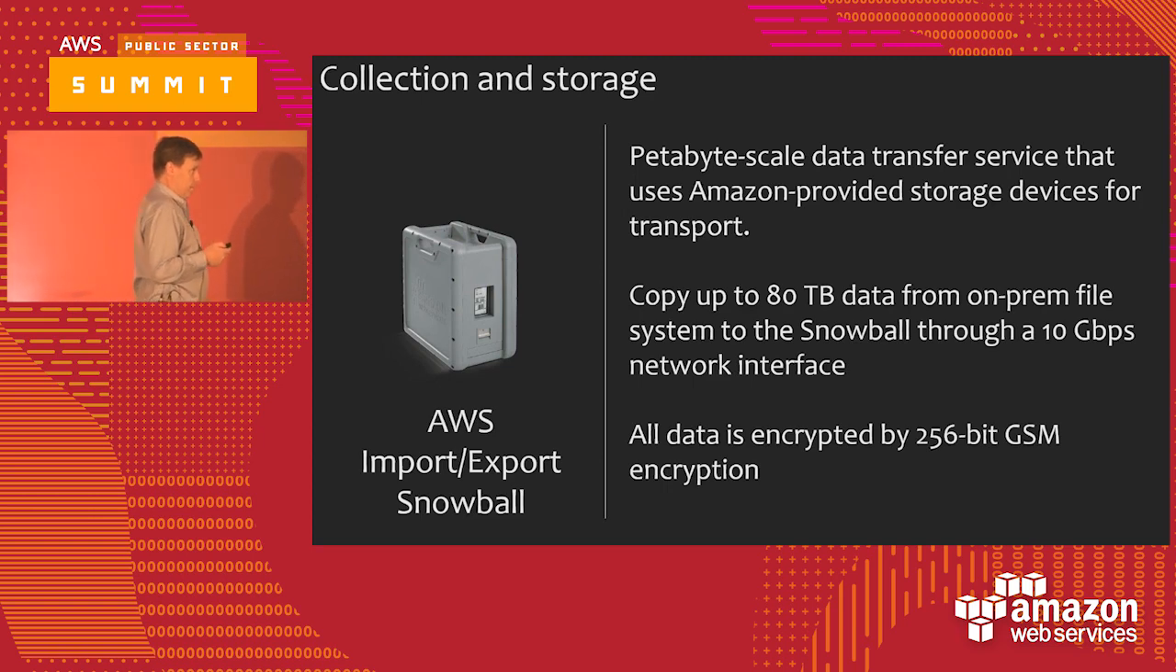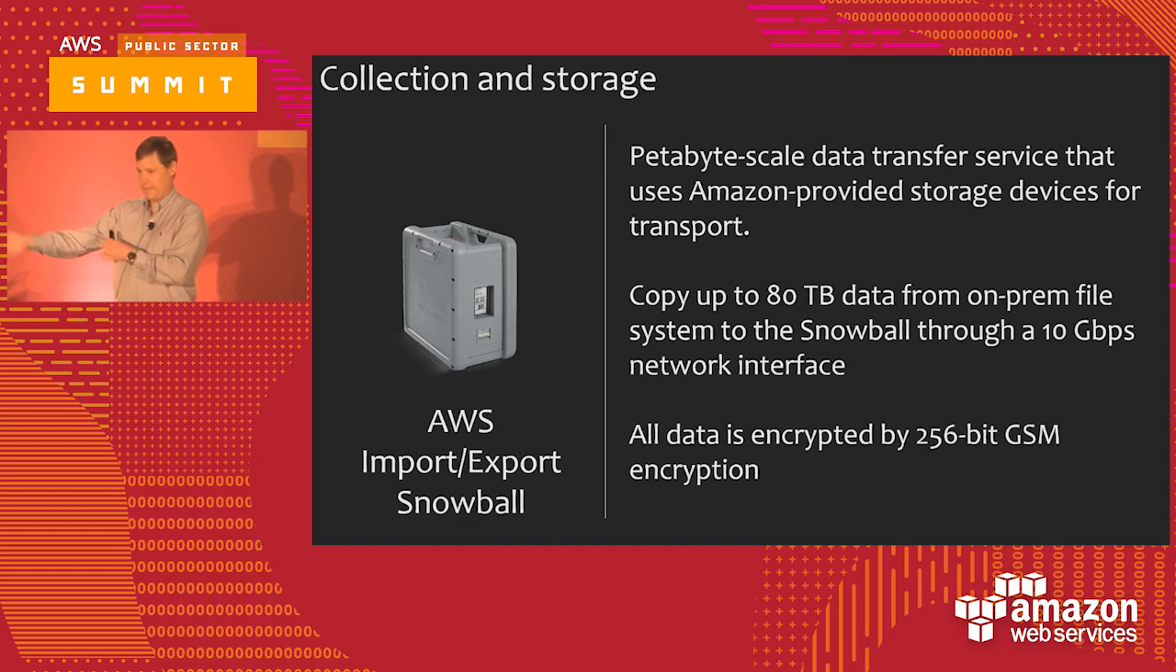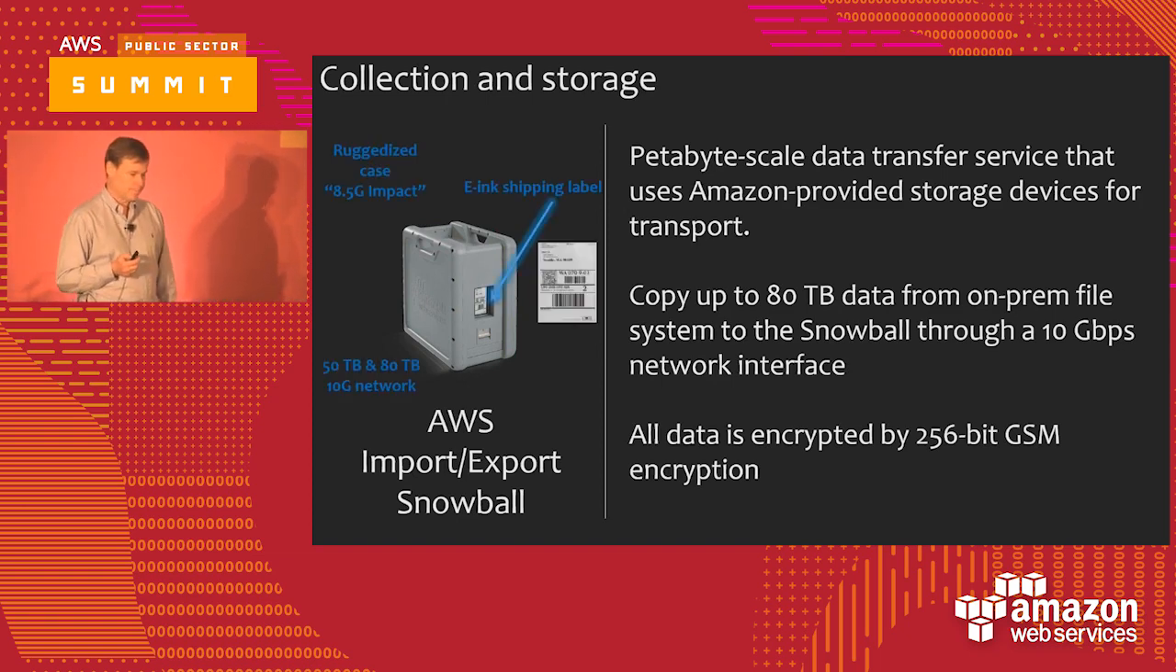So Snowball is a service to allow copying of data onto this physical device, sending it to AWS, and we'll offload that data into S3. So for very large data sets that would take weeks, months, years to copy over an internet connection or even a direct connect connection, this is a very good option to ingest that data much more quickly. You can order multiple of these, load them all up, send them to AWS, and we'll load them in your S3 buckets, and you're good to go. It's ruggedized. It has an e-ink shipping label built into it, and it can do 50 or 80 terabyte versions and 10 gig networking on it.